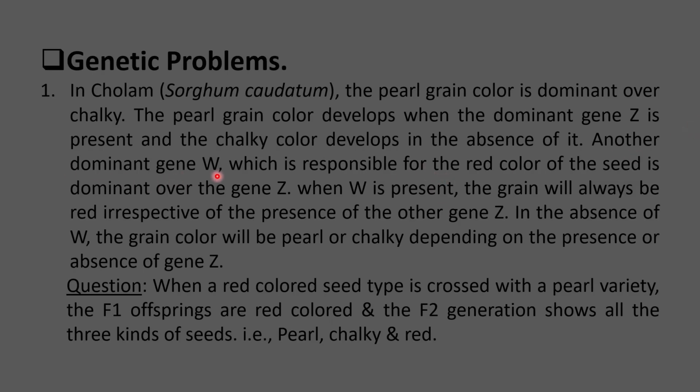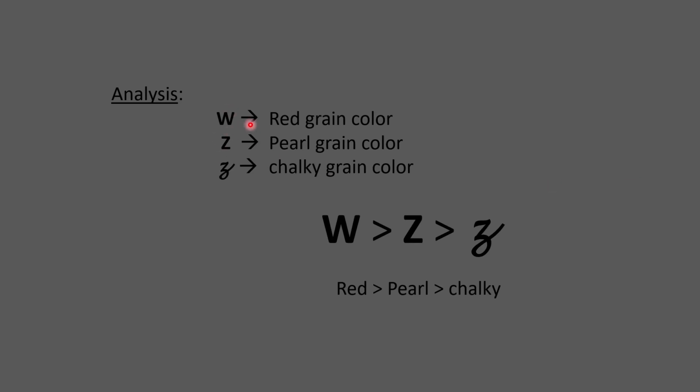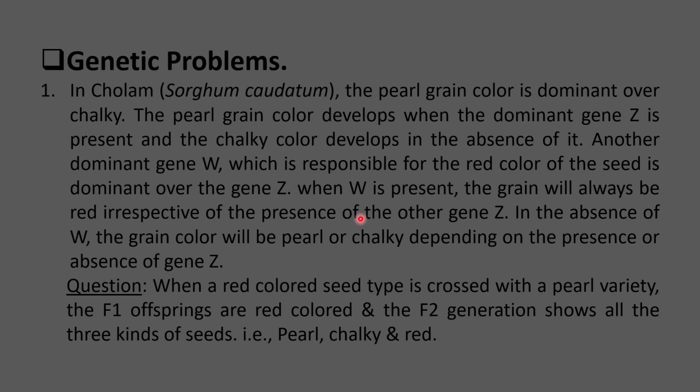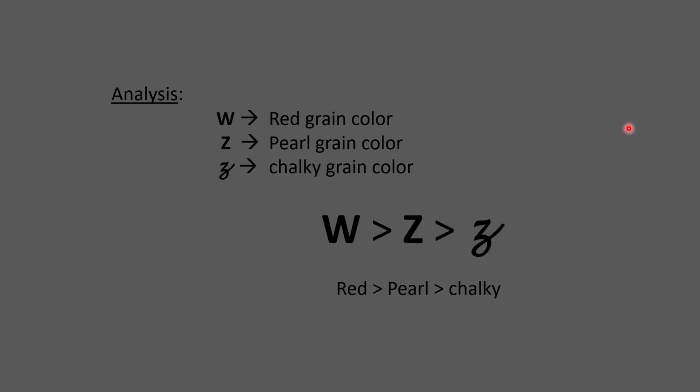Another dominant gene W is responsible for the red color production of the seeds. So the dominant W will produce red grain color. That is being analyzed here now. And what is being said here is, so here W is present, the grain will always be red, which means W is dominant over the dominant gene Z. So I have written here W is red color.